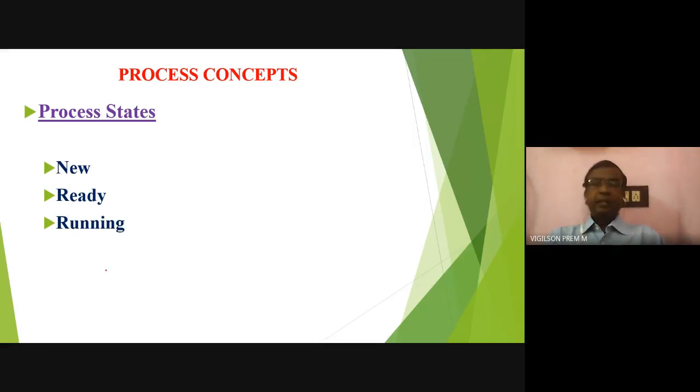The running means what? The process is now in the CPU. So the process is created in secondary storage. The process is ready in main memory. The process is running in the CPU.